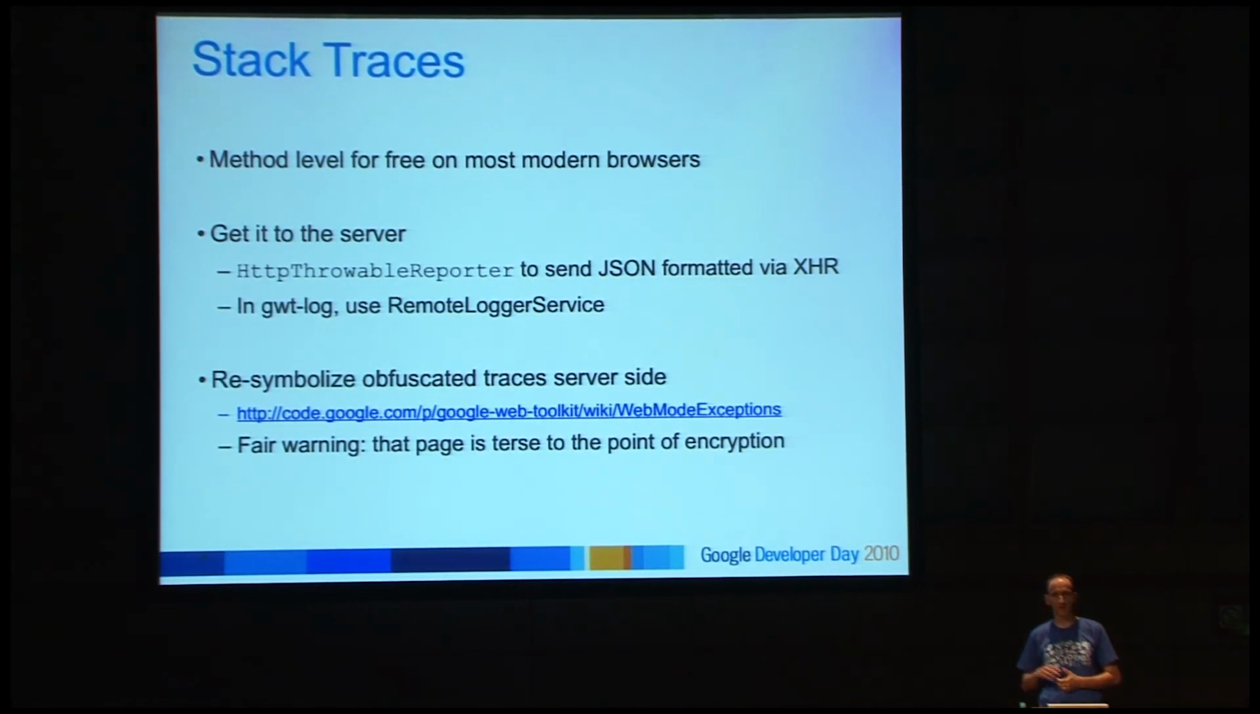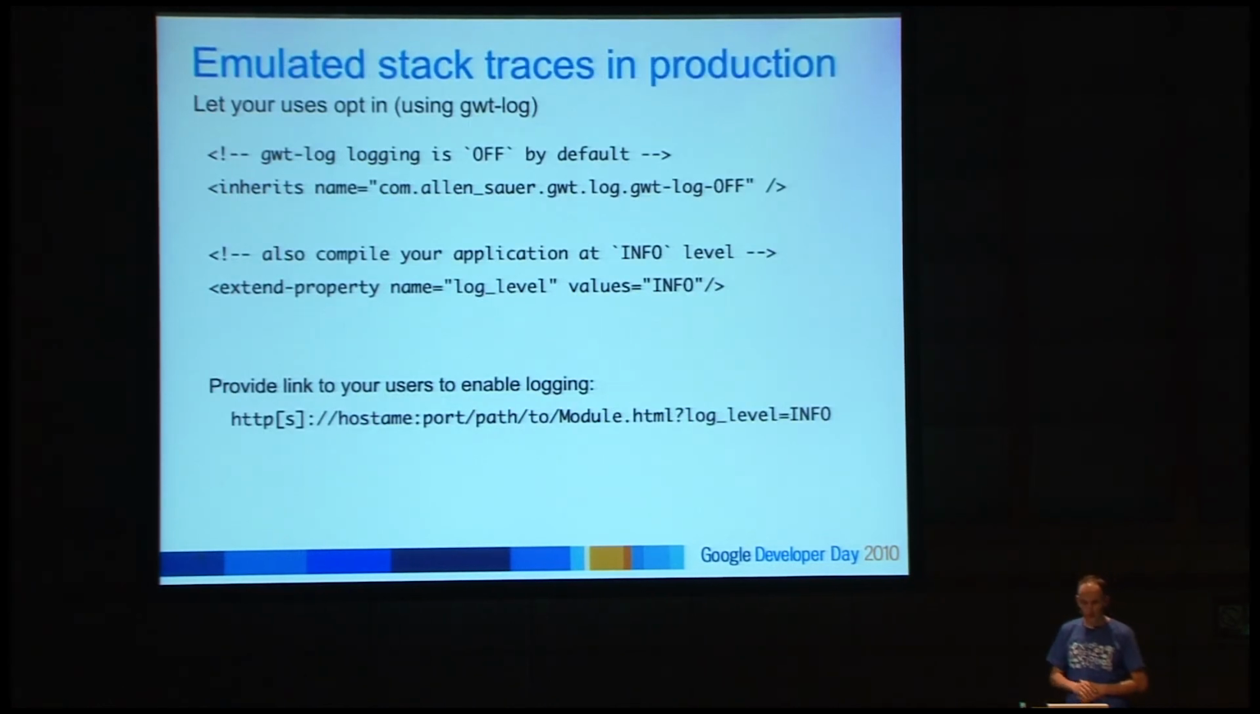And we've documented how to do that here below, although it's a little bit cryptic, so it may involve some work. And we're planning on making that better and easier and automatic for you. So emulated stack traces in production. This is an example of how you would do this with GWT log. You inherit the GWT log module. In this case, we've selected the off level.